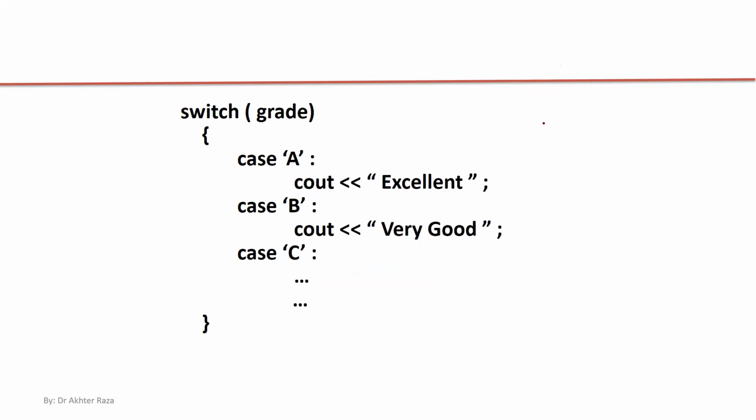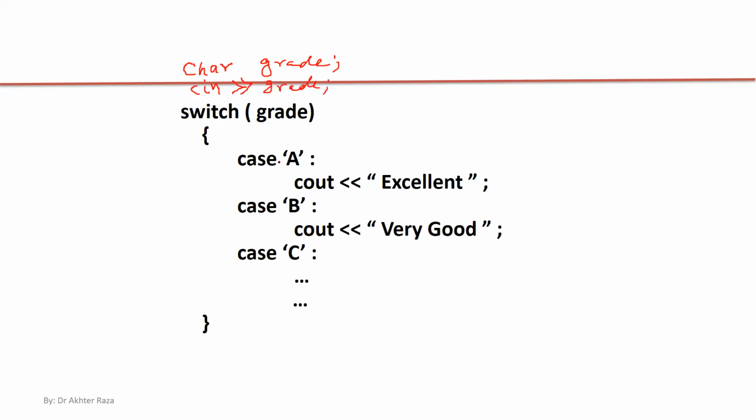Now the switch statement can also be used with a character variable. So suppose grade is a character variable. So we have char grade, and a semicolon. Then cin grade, sorry, cin grade.